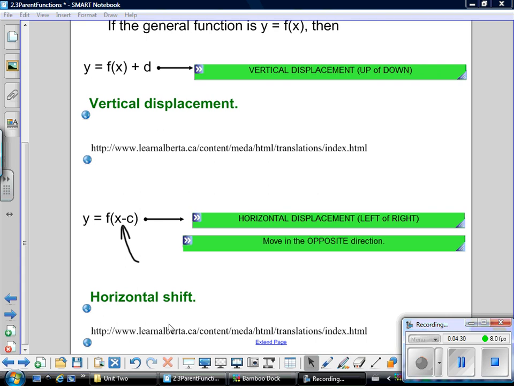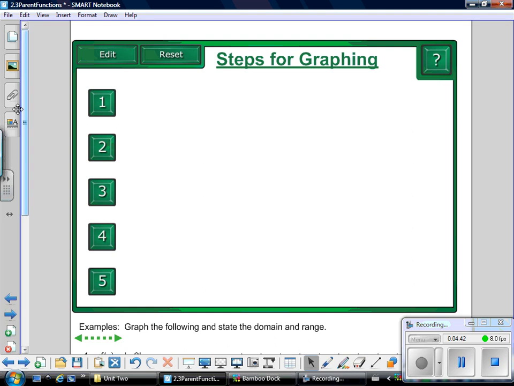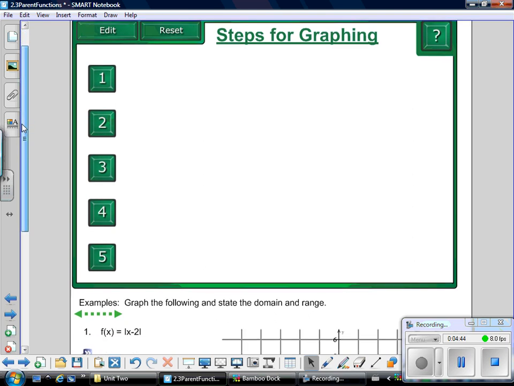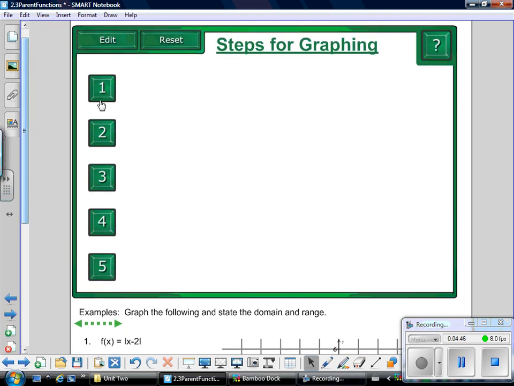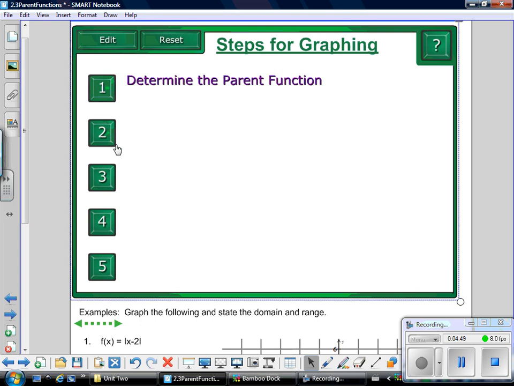So both of these translations deal with things that we've done with parabolas in the past, especially grade 10 and also last unit. So now let's take a look at how I graph these things. So, steps for graphing. These, for the most part, work pretty well. The first step is to determine the parent function that you're dealing with.